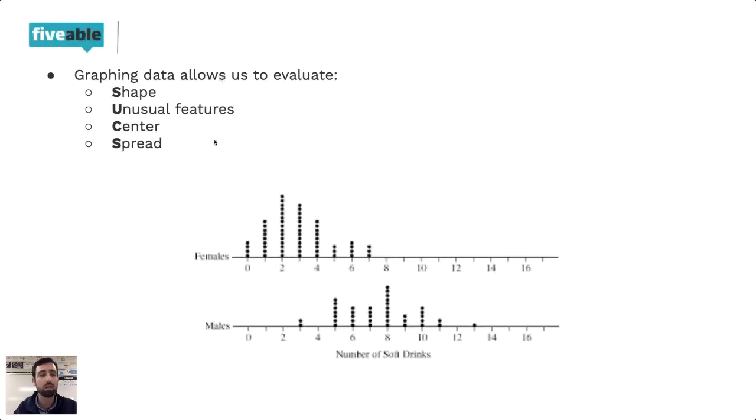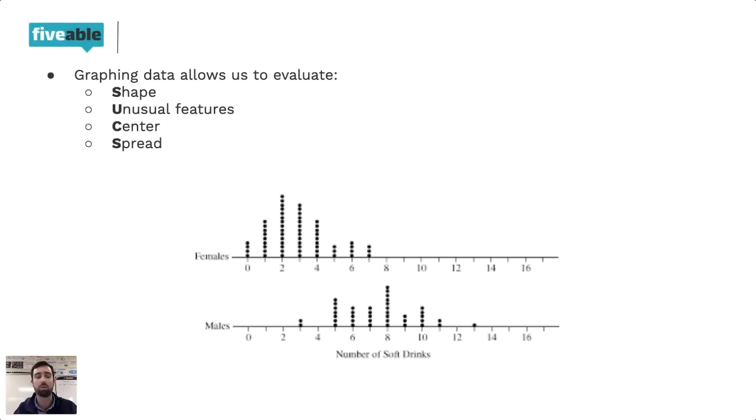You also want to talk about anything unusual. So any gaps, any outliers, those are things that you want to mention when you're describing a distribution of univariate data. You also want to talk about the center, so that's mean or median, and then the spread as well. Something like the range is going to do just fine.